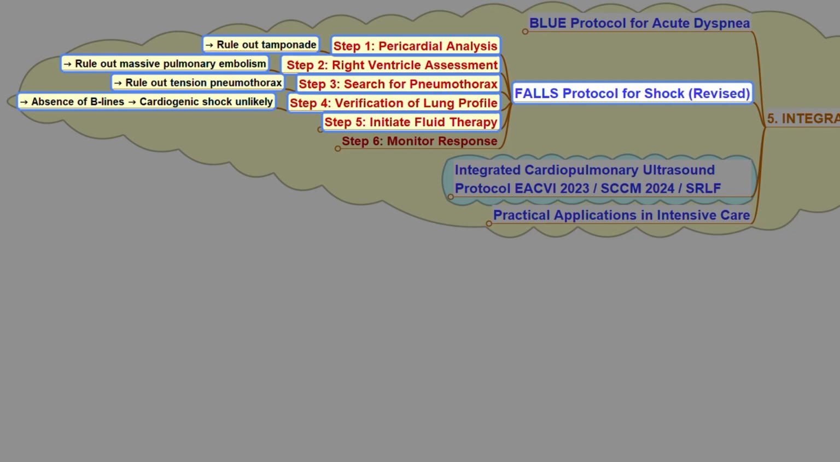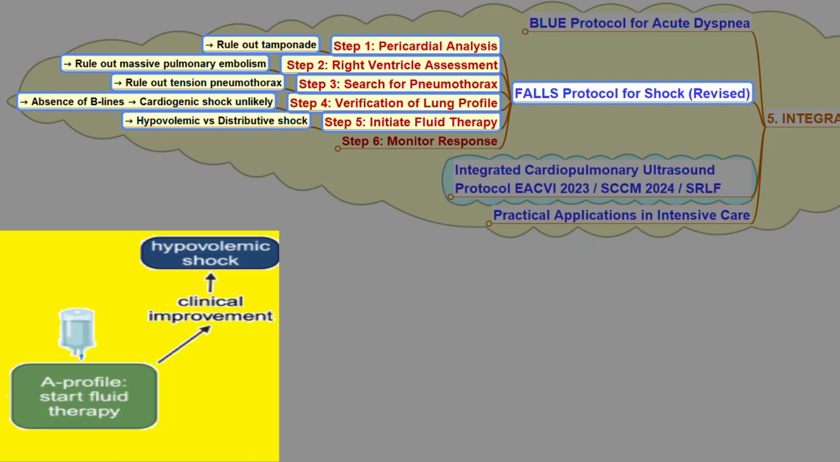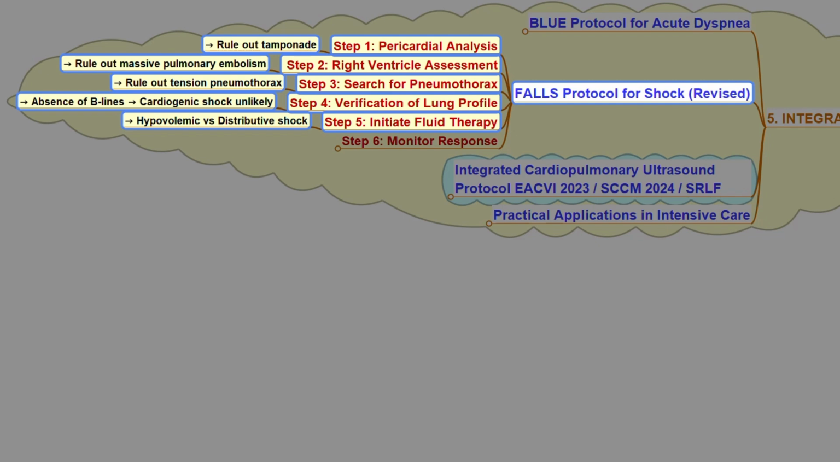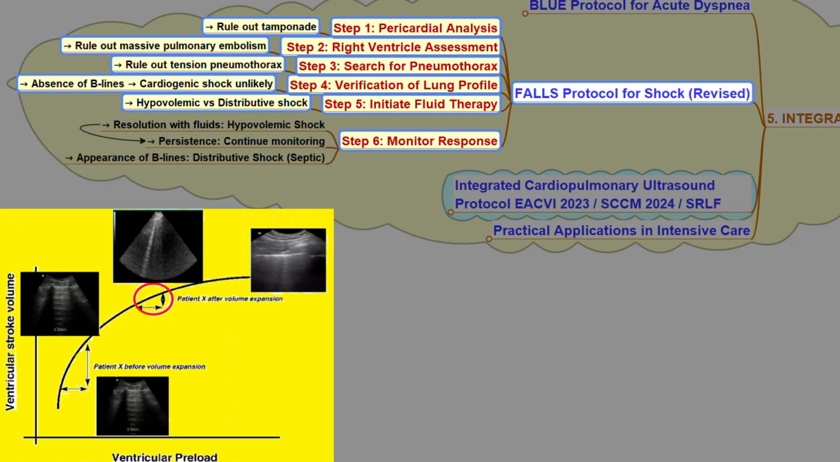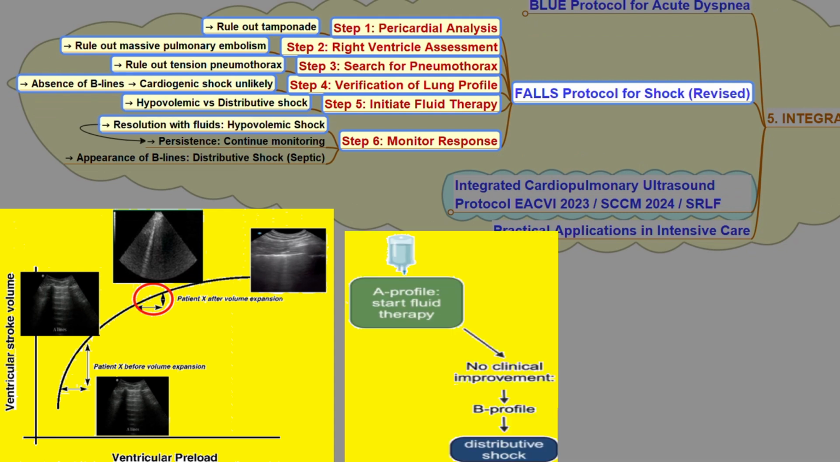If there is improvement without new B lines, it's likely hypovolemic shock. If persistent hypotension without congestion, we consider distributive shock. If new B lines appear, it suggests fluid overload or evolving septic distributive shock, so fluids should be stopped.